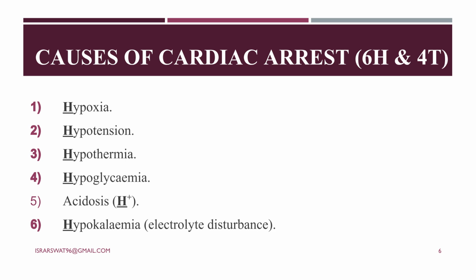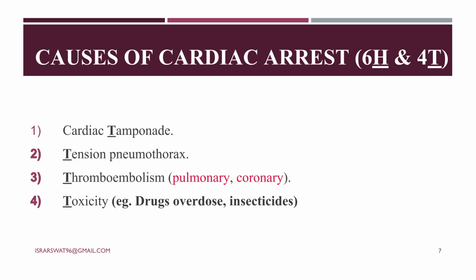Causes of cardiac arrest are often remembered by the 6 H's and 4 T's. The 6 H's include hypoxia, hypotension, hypothermia, hypoglycemia, acidosis, and hypokalemia. The 4 T's that cause cardiac arrest are cardiac tamponade, tension pneumothorax, thromboembolism, and toxicity, such as drug overdose.